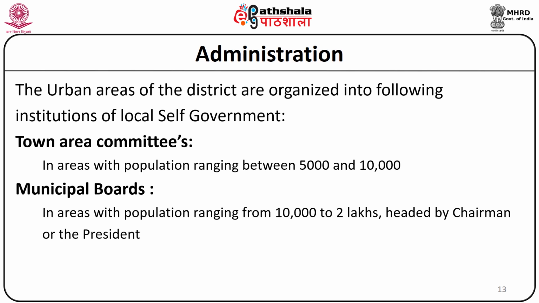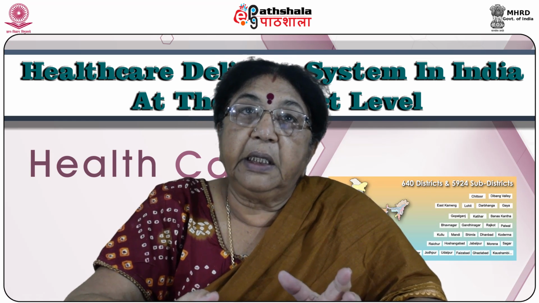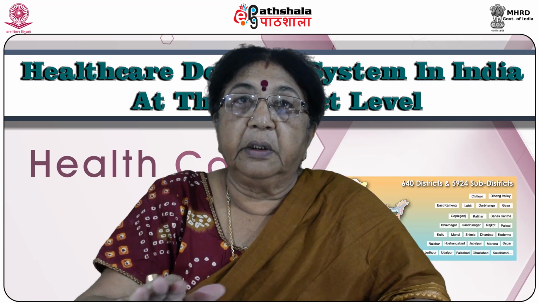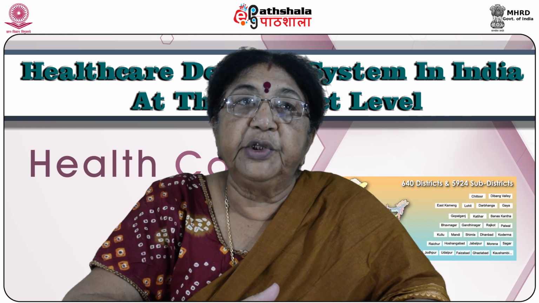Now, to continue to the urban part, we were looking at the rural part, and we are now looking at the urban section. In the urban section, areas of the district are organized into the following institutions of local self-government. That is, we have the town area committees. In areas with a population ranging between 5,000 and 10,000, we have a town area committee which deals with public health care, and it has its own medical officer, a health officer who will look after the health aspects and the environmental aspects of this particular area, along with the municipal board.